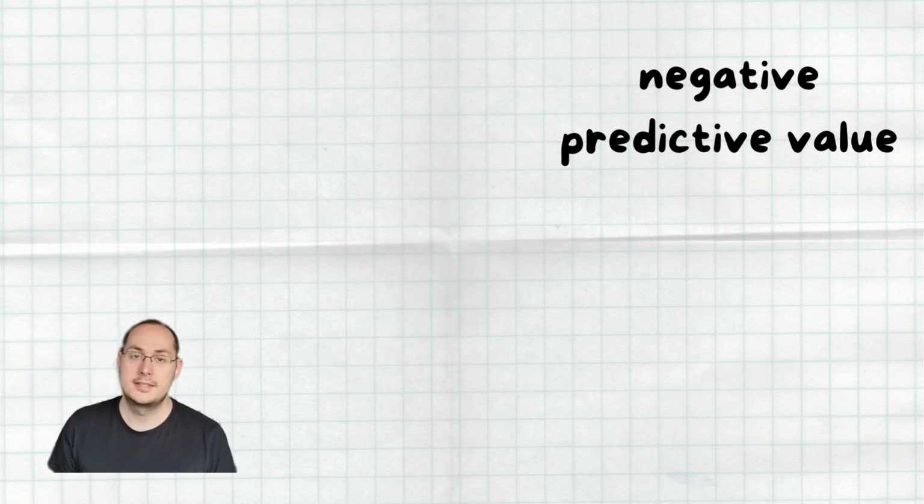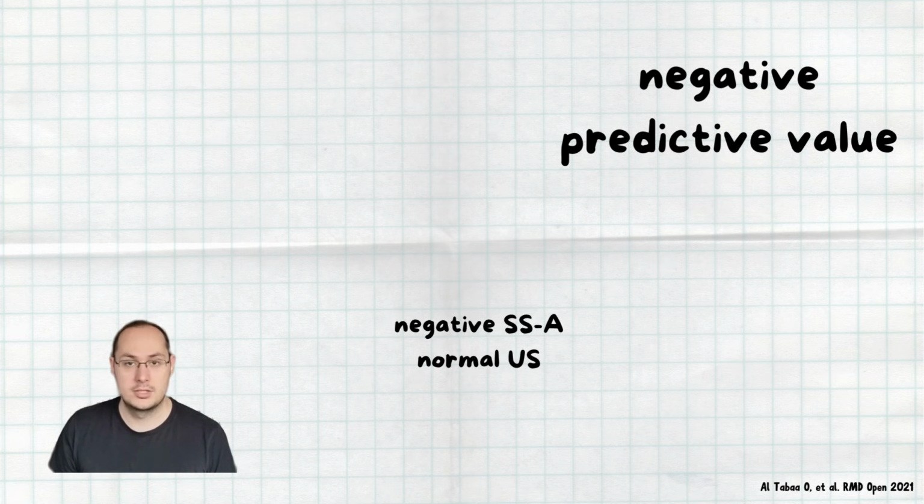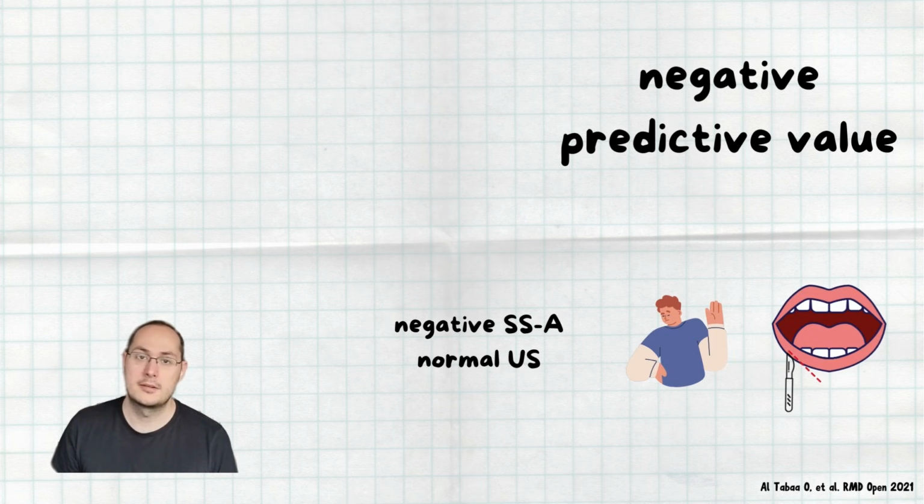Nevertheless, one important advantage of ultrasound is its high negative predictive value. So SSA negative patients with normal salivary gland appearance on ultrasound may thus avoid an invasive minor salivary gland biopsy.